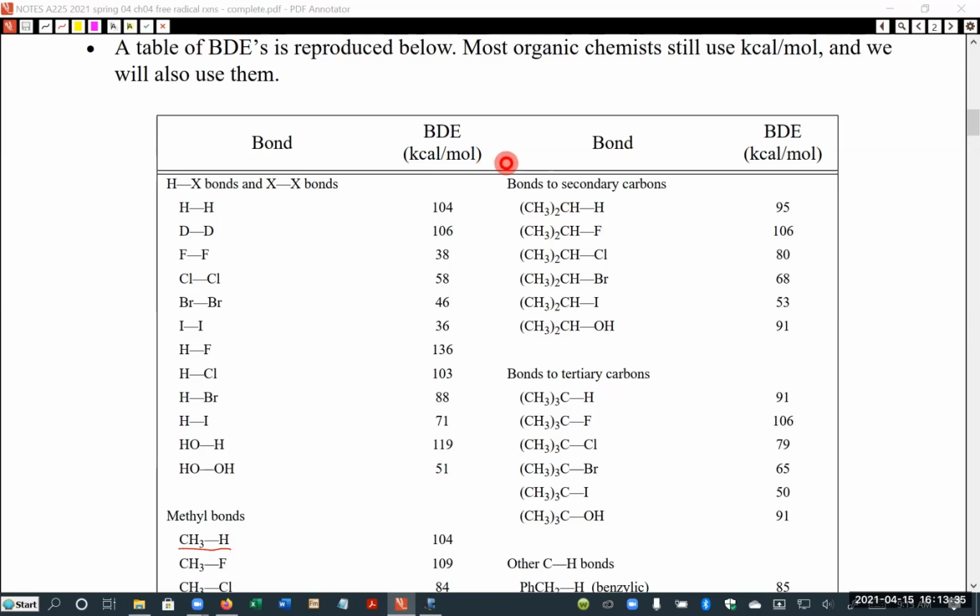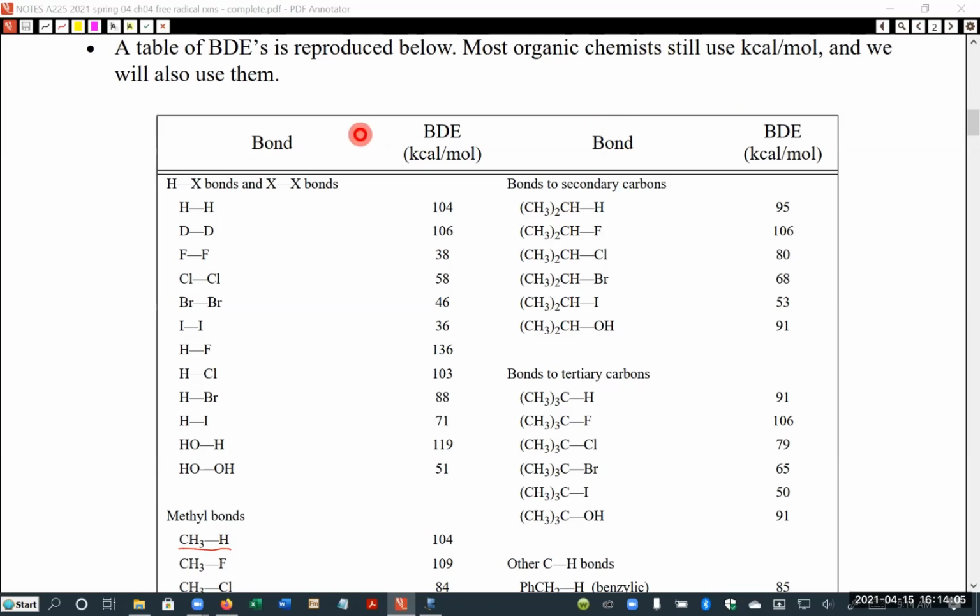The problem for organic chemists, at least old ones like me, is that we actually have a lot of these numbers memorized because they're very useful benchmarks for certain things that allow us to make really quick off-the-cuff predictions. But we have them memorized in kilocalories.